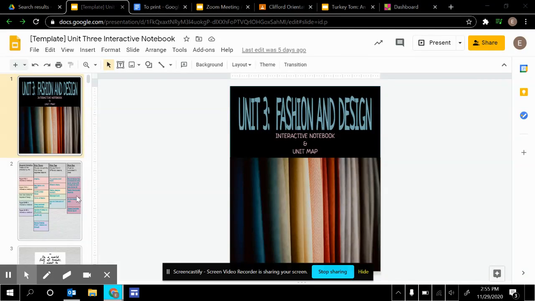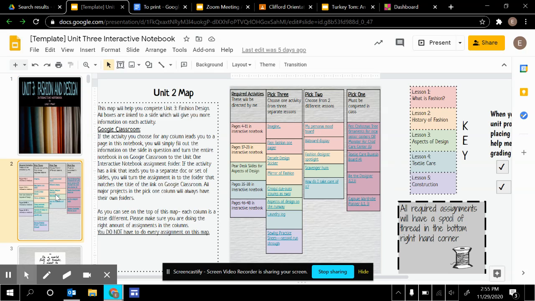Hi everybody, this is the tutorial for your Unit 3 Interactive Notebook. On your unit map, you'll notice that there are pages for required activities, and then it lists your pick threes and twos. Remember that you get 60 points for your required activities, and then another 40 points for your pick threes and twos. That means the additional 5 assignments are worth 8 points each.